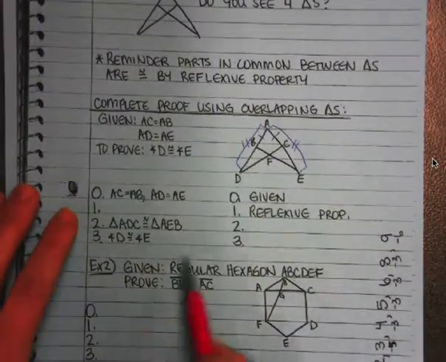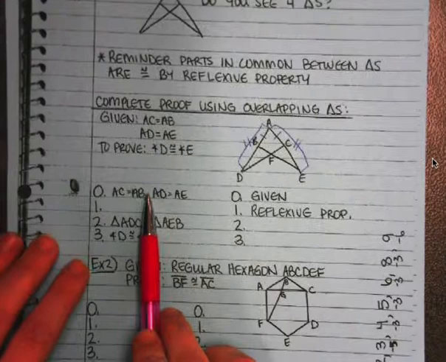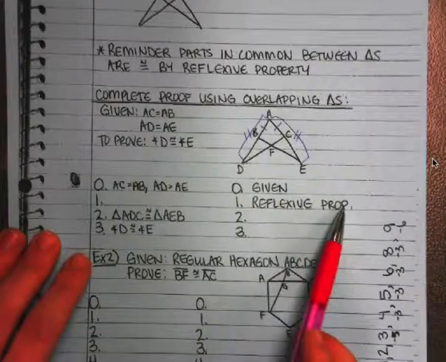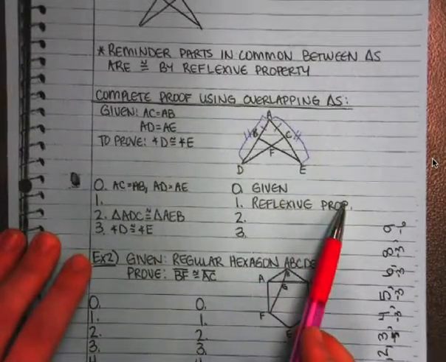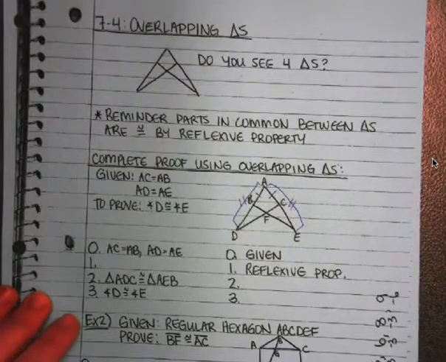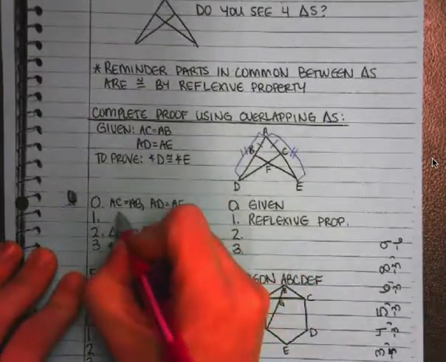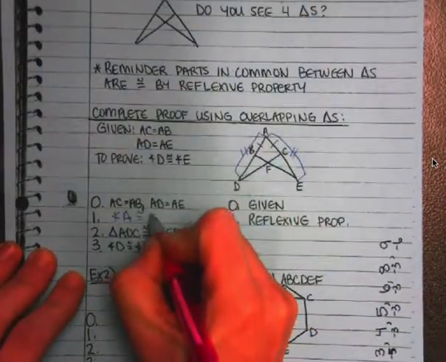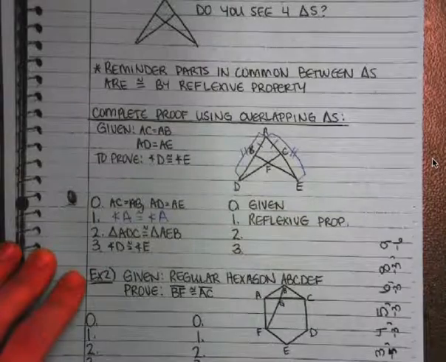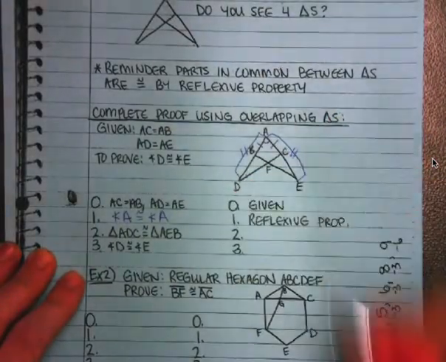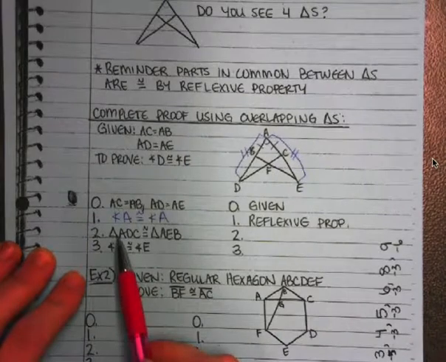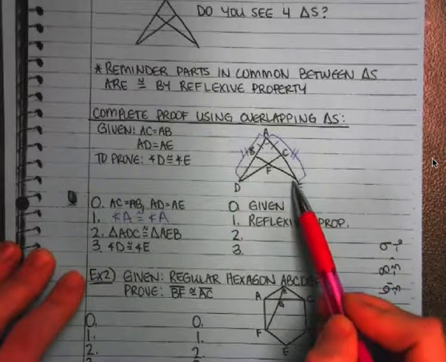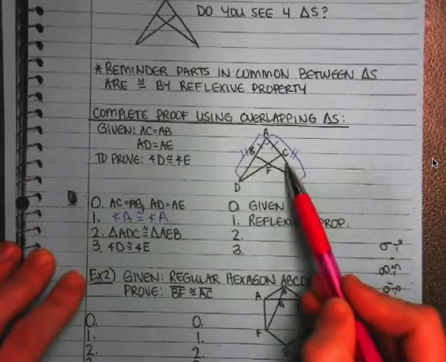Okay, so let's see what we already have here. We have our given. Excellent. And we have something reflexive. I think I gave it away when I was talking about this up here. So we have angle A is congruent to angle A. So I'm just going to mark that. Then we have triangle ADC is congruent to AEB. So the large triangles are congruent. By what?